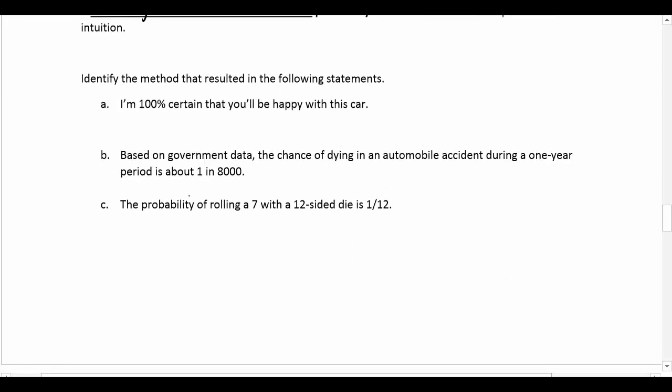Okay, so let's practice identifying the different types of probabilities from the description. Statement A, I'm 100% certain you'll be happy with this car. Okay, so I've said a number. I've used probability words. So 100% probability means it's a guarantee, it's a certain outcome. However, do I have any evidence? Not really. So that's just based on what I think. That's subjective.